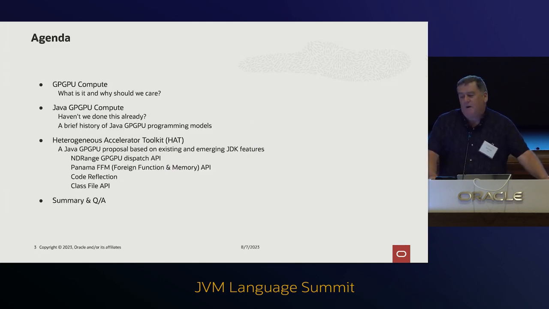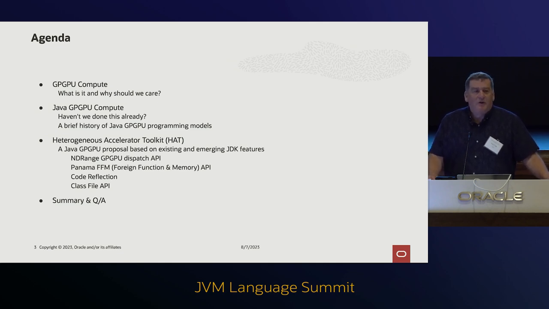The agenda: we're going to look at GPU compute, what it is, and why we should care about it. Anyone who knows me probably knows I've been banging on about this for the last 12 years. So the question: haven't we already done this? Didn't we do this a few times? In order to answer that question, I'm going to look at some programming models that we tried and what we learned from them. Some things we got right, some things we got wrong. A lot of the problems were problems with the Java virtual machine, things that we couldn't do at the time, things that we can do now.